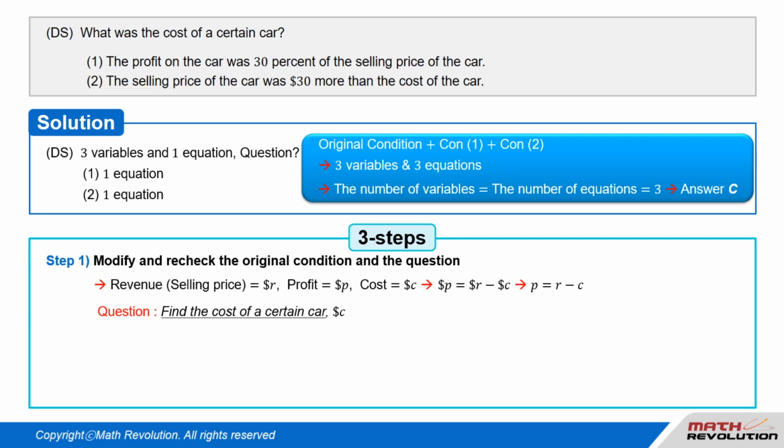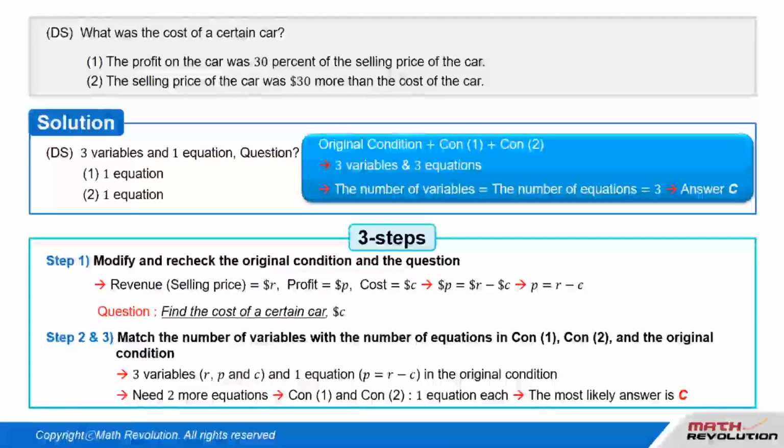This type of question often appears in the exam. The GMAT is very interested in revenues and profits, probably because it is related to business schools. Follow the second and the third step. From the original condition, we have 3 variables, R, P, and C, and 1 equation, P equals R minus C. To match the number of variables with the number of equations, we need 2 more equations. Since conditions 1 and 2 will provide 1 equation each, C would most likely be the answer.